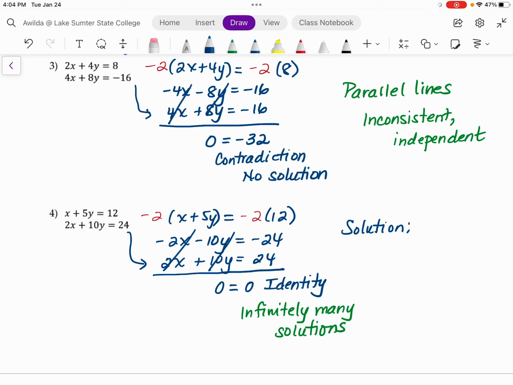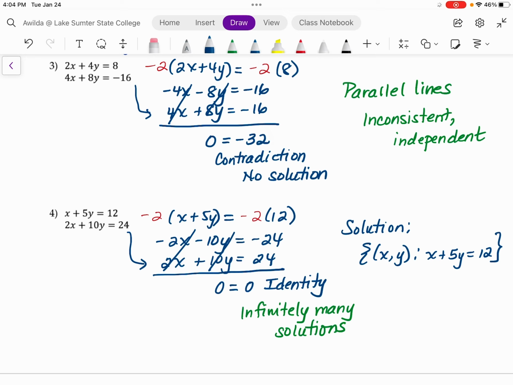We'll say that the solution consists of all ordered pairs x comma y such that, and then we have to write a condition. You can choose either of the two original equations as your condition. The first one just seems a little simpler, so we'll write that the condition is that x plus 5y must equal 12. If you had chosen the second equation, the solution would still have been represented correctly. It would just appear differently.